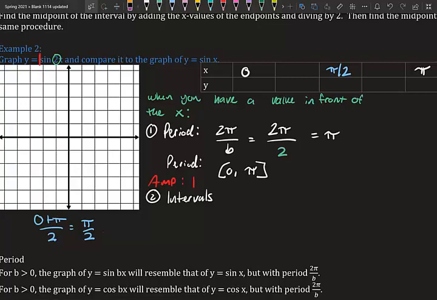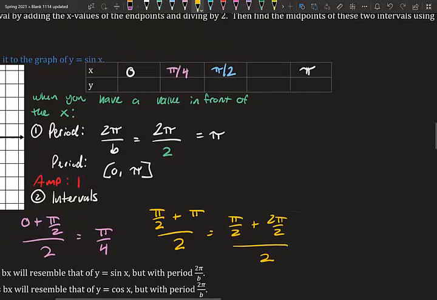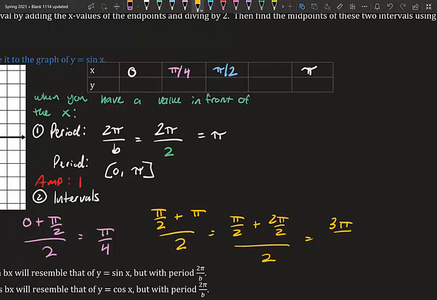So now let's find what's between 0 and pi over 2. So we do 0 plus pi over 2 divided by 2, we get pi over 4. Now let's find what's between pi over 2 and pi. So we have pi over 2 plus pi divided by 2. So then we have pi over 2 plus 2 pi over 2 divided by 2. That leaves us with 3 pi over 2 divided by 2, which is 3 pi over 4.